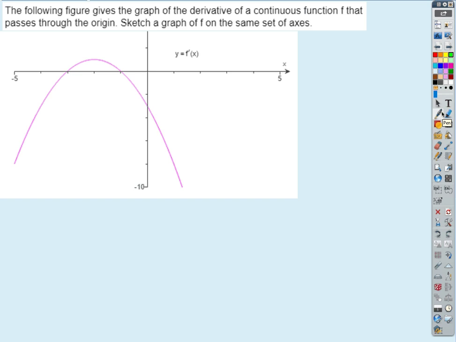Can anybody point out to me an important place on the graph of the function, not the derivative? Okay, negative, so this point. Right, what about this point right here? Now, this is a point on the derivative function, right? But if I'm going to graph the function on top of this, what's happening to the function at that point right there, and why?